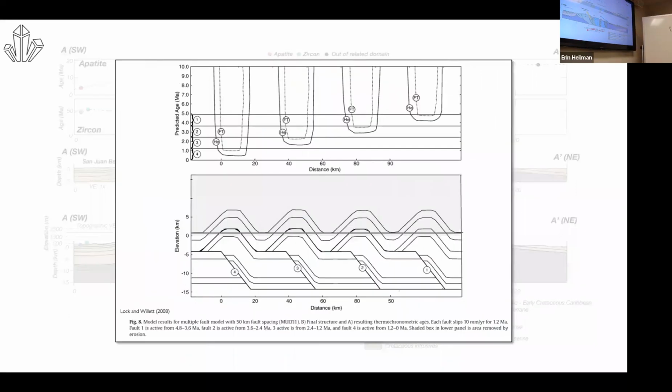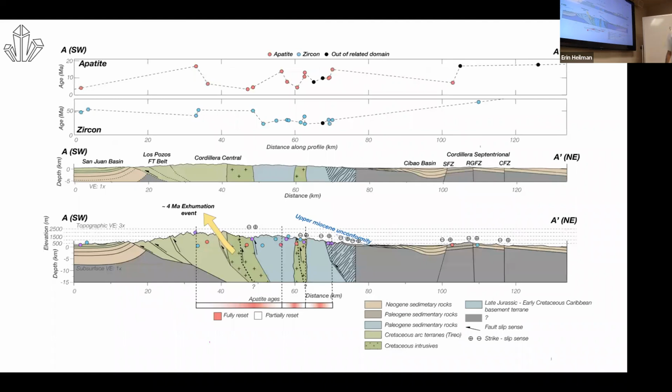And what we can do, using the insights provided from numerical models, so this is from Lock and Willett 2008, is think about how these dips in apatite ages might be related to the fold and thrust belt. So here's our thrust ramp and our thrust flat, and it's bringing up our fault propagation folds, these anticlines that are going to be bringing up younger ages over these ramps. And in the top panel here, we have distance against age. So you see those ages dipping into those anticlines across the fold and thrust belt. So we can return to our plot and try to interpret those ages based on that information.